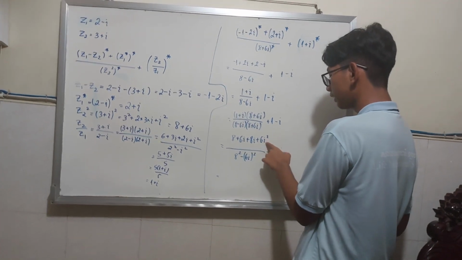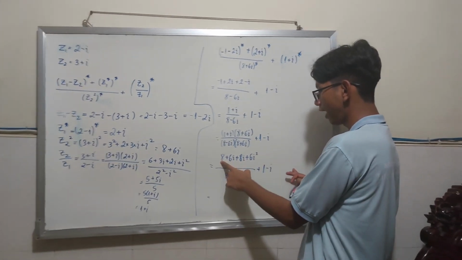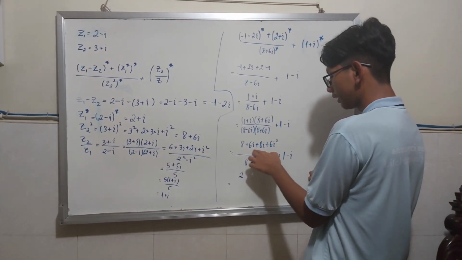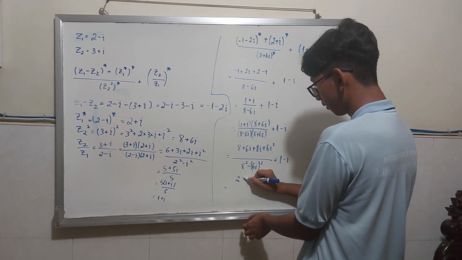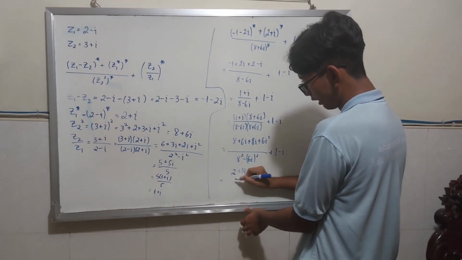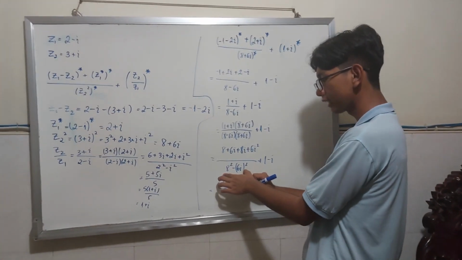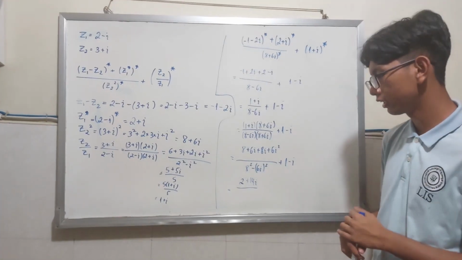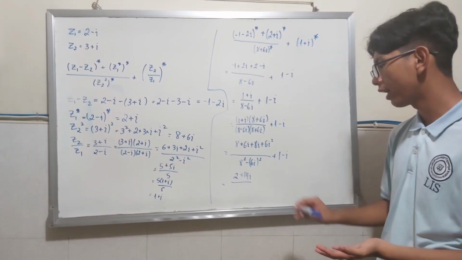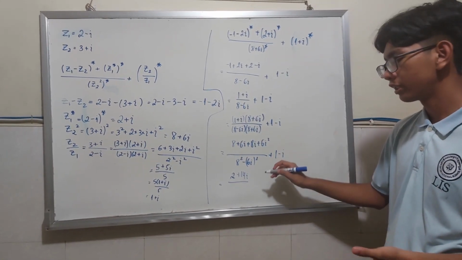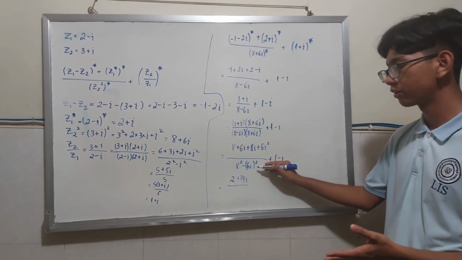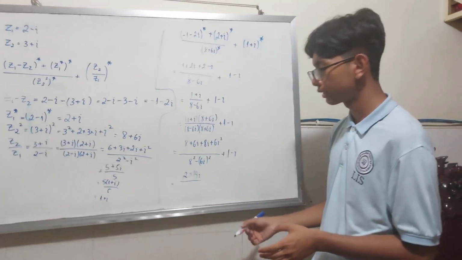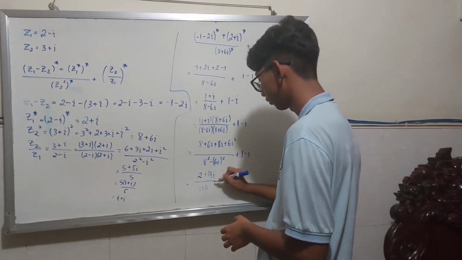So 6i squared is minus 6. So 8 minus 6 is going to be 2. And 6 plus 8 is going to be 14. And 8 squared is 64 minus 6i squared. So 6 squared is 36 and i squared is minus 1. And minus 36 times minus 1 is going to be plus 36. So 64 plus 36 is 100.